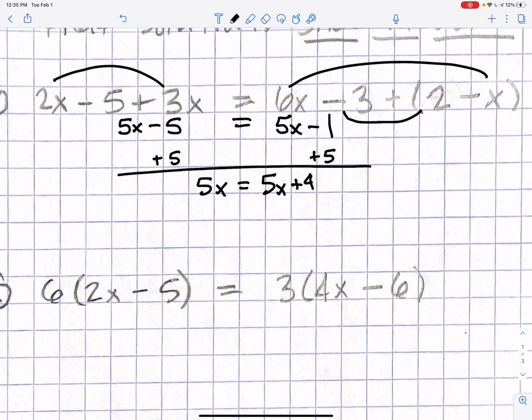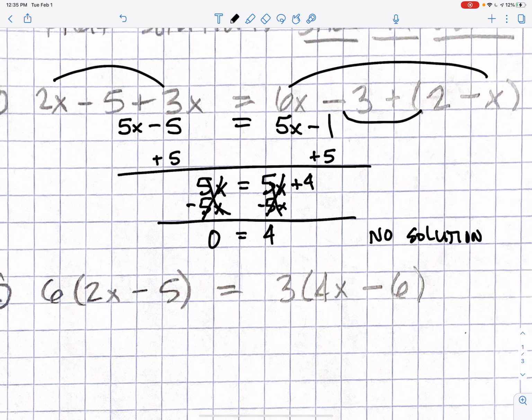So that's fine, but I want all the x's on one side, all the constants on the other, so I'm going to subtract 5x from this side, minus 5x from this side, and perhaps you can already see this coming. 5x's cancel, 5x's cancel, and I get 0 equals 4. Well, 0 doesn't equal 4, so this is no solution.